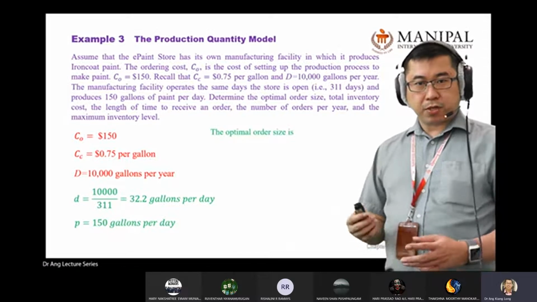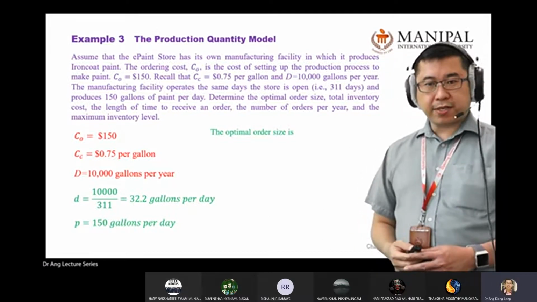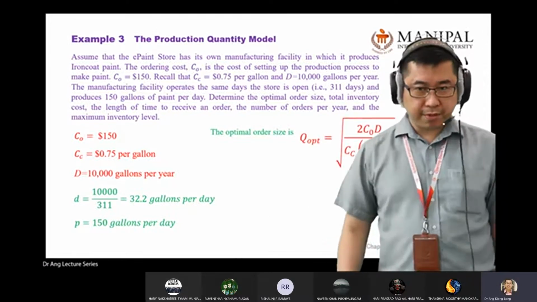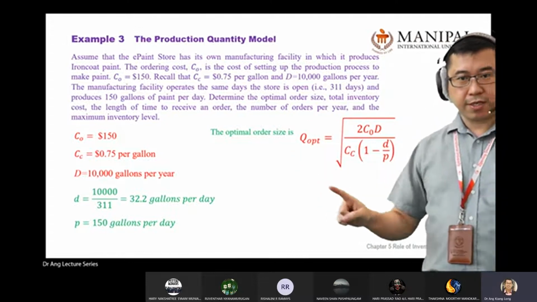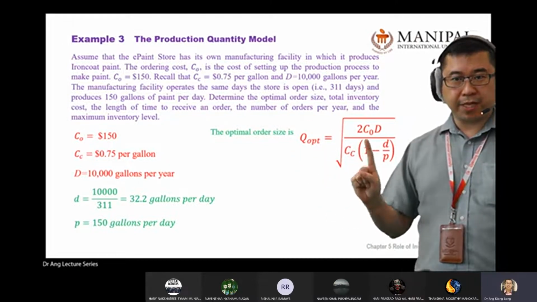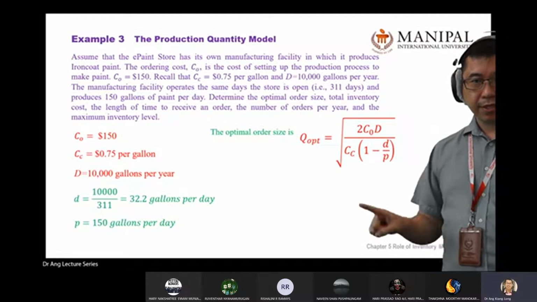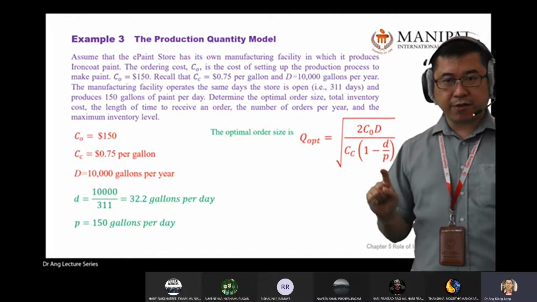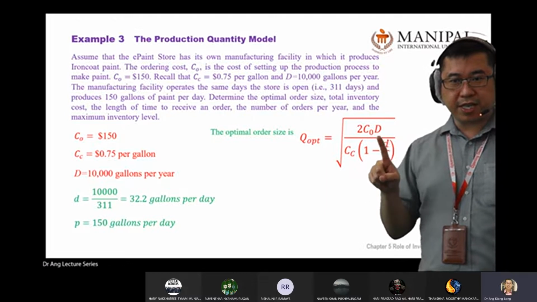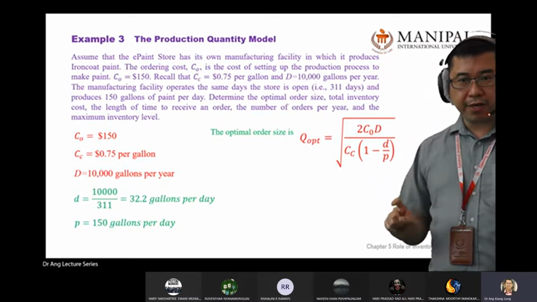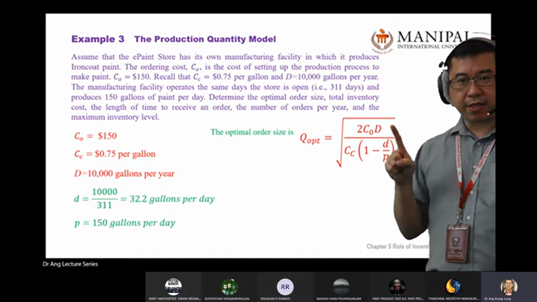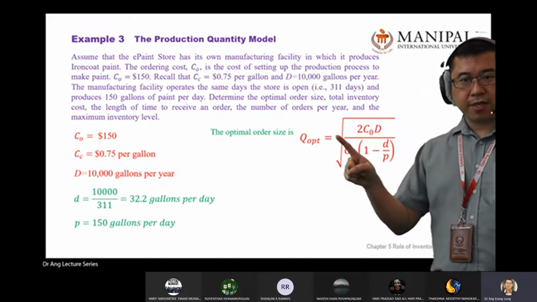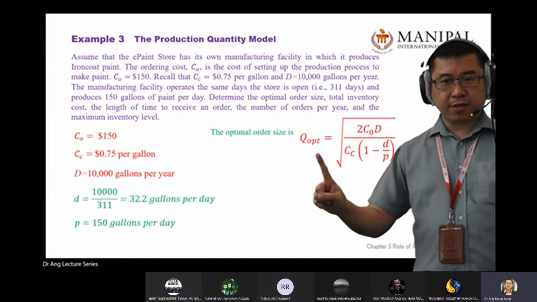Okay, so we calculate the optimum order size, which is your Q op, given by this equation. Q op equal to square root something divided by something. CO given, D given, CC given, 1 minus d calculated over P given. So basically substitution, press calculator, square root, you get your Q op.